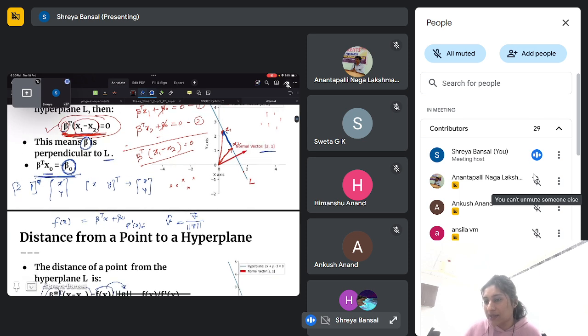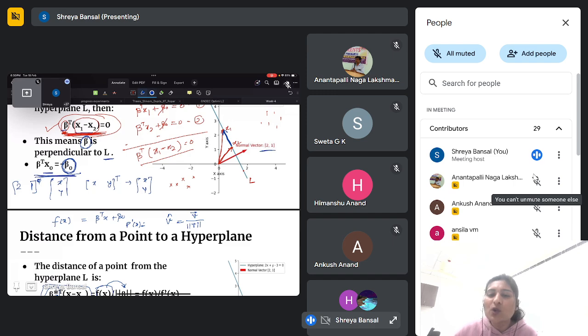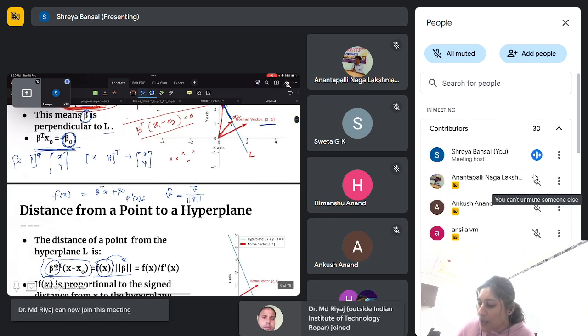What will be f dash x? Anyone? Beta. Okay, transpose we generally don't use it. We use transpose when we do the multiplication of two matrices. So it's more like f dash x is simply beta. And here also we are using beta, the norm of beta.